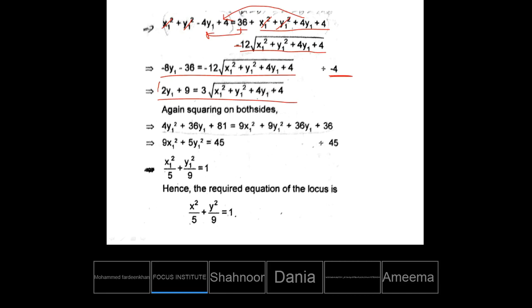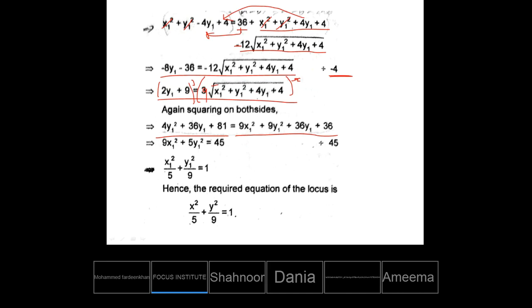This will become (a plus b) whole square, and here root and square will get cancelled out, and this 3 will become 9. So 9 into x1 square plus y1 square plus 4y1 plus 4, that is 9x1 square plus 9y1 square plus 36y1 plus 36. And (a plus b) whole square will be 4y1 square plus 36y1 plus 81.